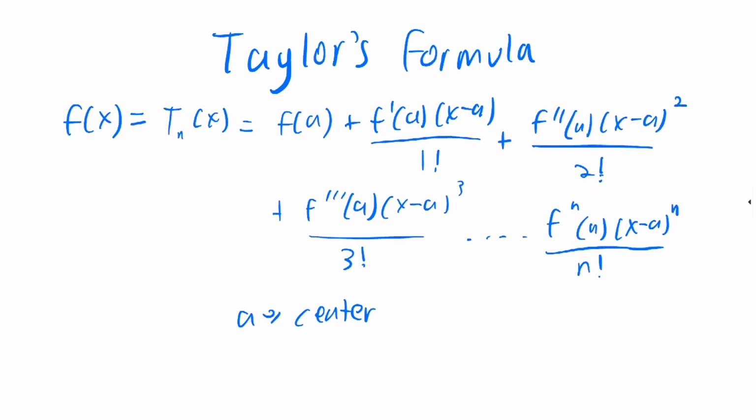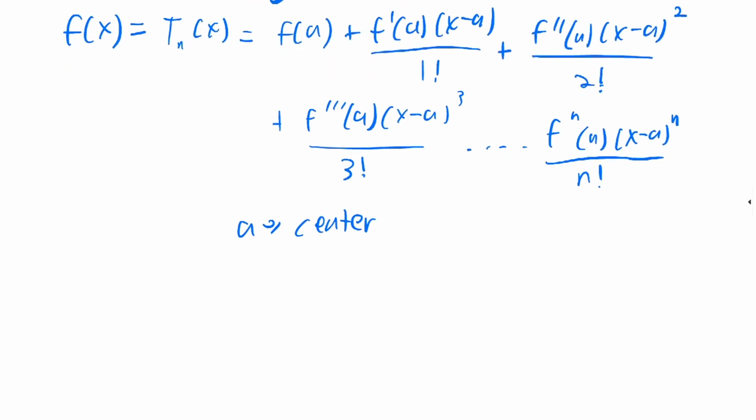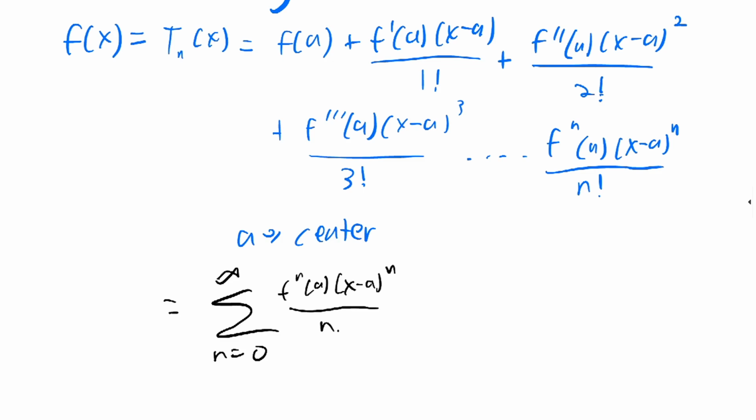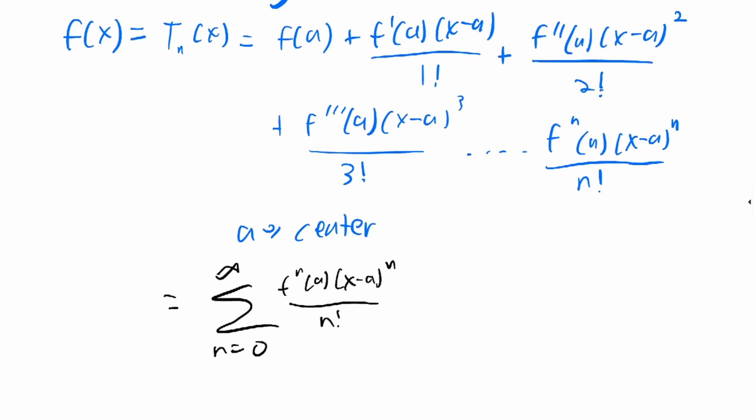So keep in mind with this formula, write it down as we solve the problems, and I'll bring it up briefly. And by the way, this is really just an infinite sum from n equals 0 to infinity of the nth derivative of f at a times x minus a to the n, all over n factorial. So yeah.